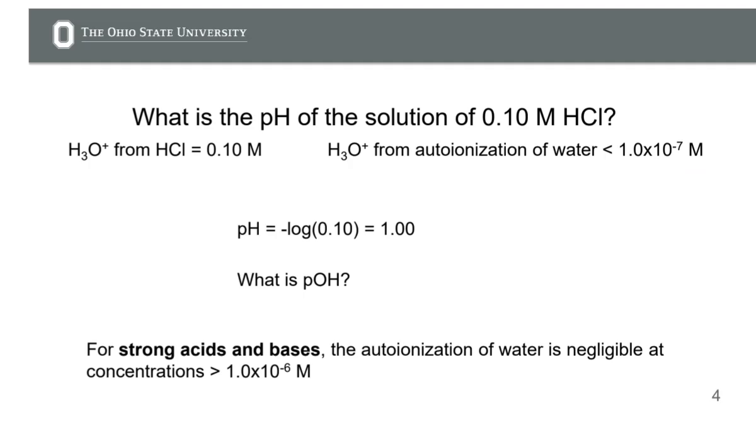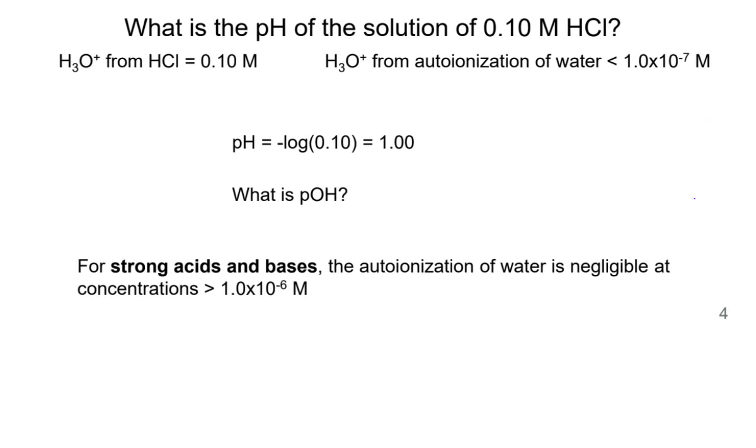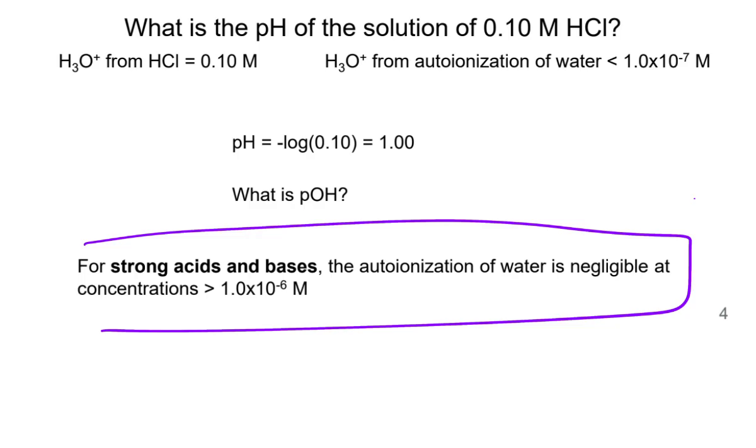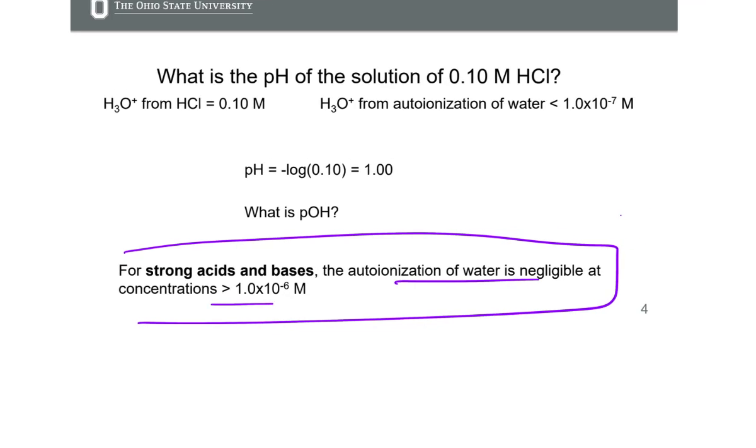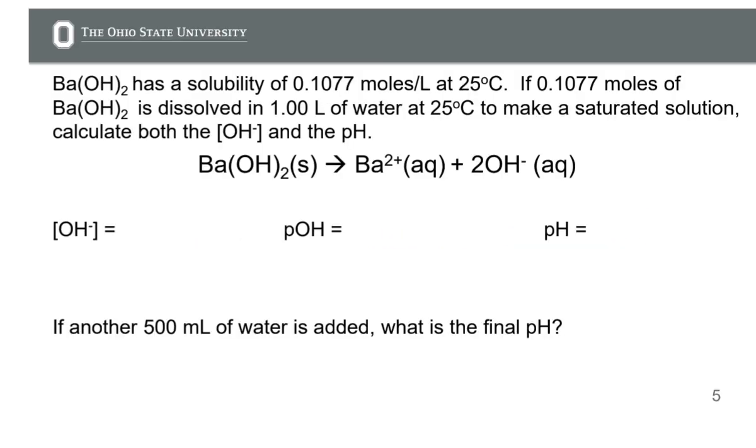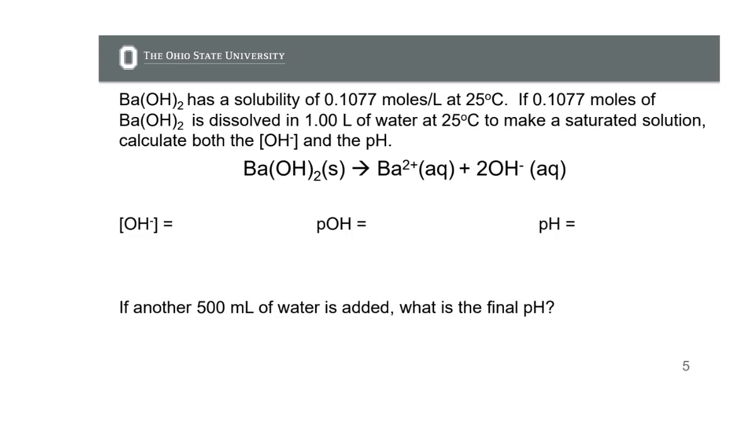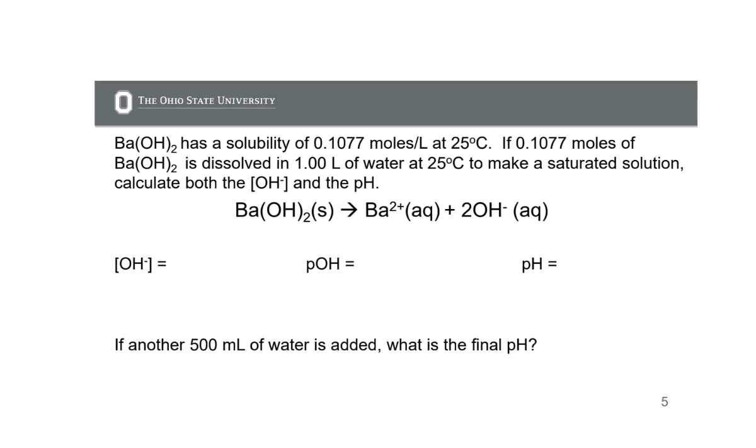We did this already. Okay, well here's our statement. That was your question. For strong acids and bases, the autoionization of water is negligible at concentrations greater than 1 times 10 to the minus 6 molar. Okay, and I can't think of a question where we would actually do autoionization, but that doesn't mean we're not going to have you do equilibrium. It's just not going to usually show up that way. Okay. Questions before I move on to a strong base?